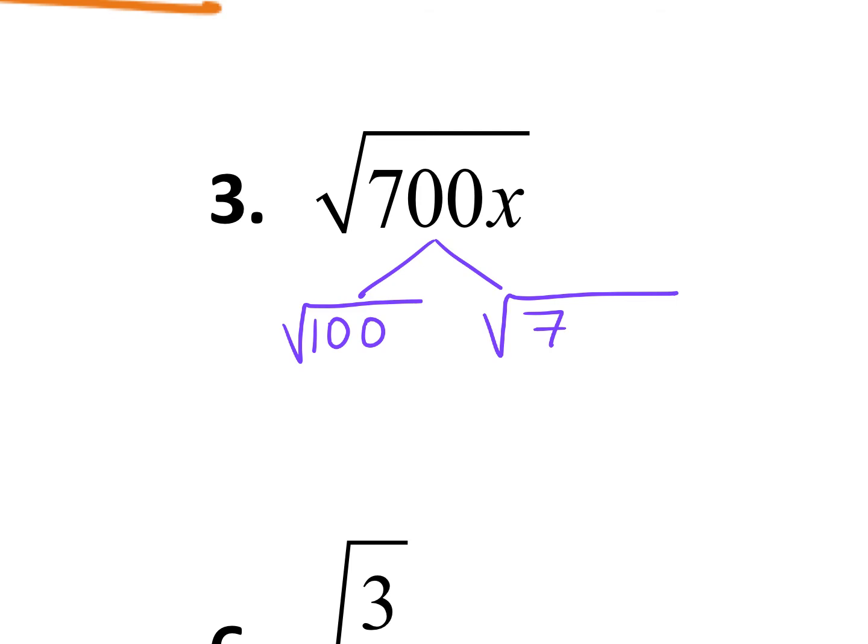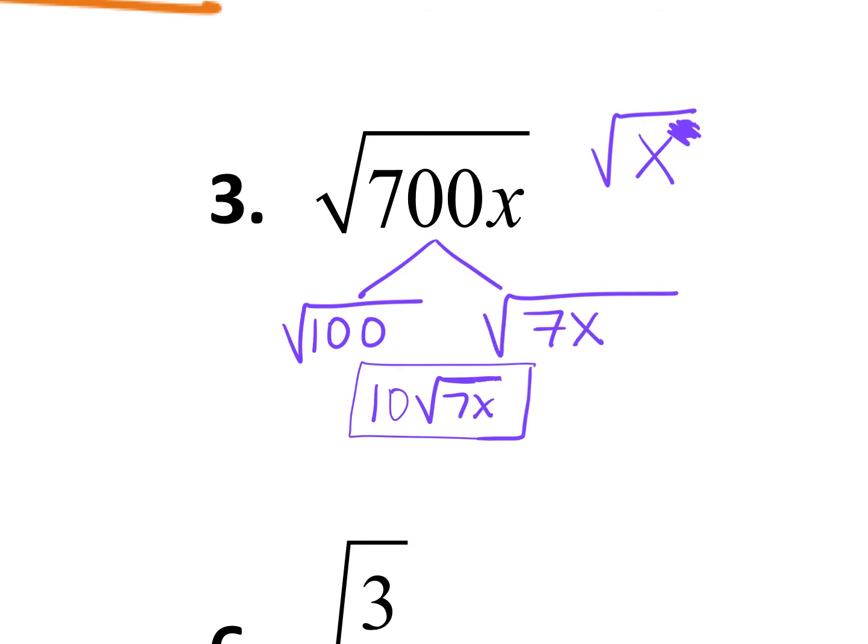Now look at variables. Can you take the square root of x and simplify that? What if it was the square root of x squared? Could you take the square root of x squared? Yes. Okay, so because it's just the square root of x, we can't do anything with it. So we're going to put that on the non-perfect square side. Square root of 100, rather, is 10. The square root of 7x, we can't simplify, so we just leave it as the square root of 7x.